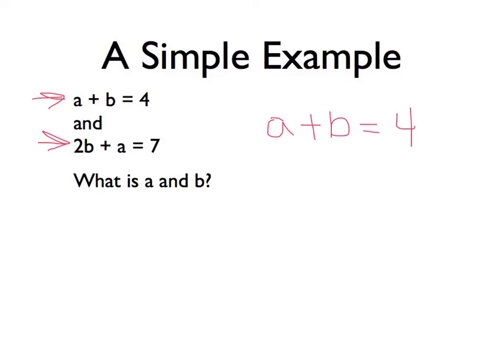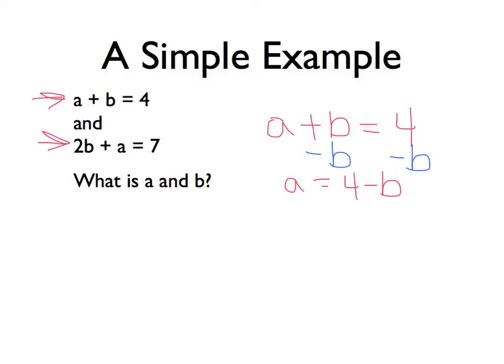Let's see how you did. If you solved for A, you should have seen this positive B here. So to get rid of the positive B, we're going to put in a negative B. And that would give me A equals 4 minus B. If you got this problem correct, continue. If not, pause the movie and fix your notes.